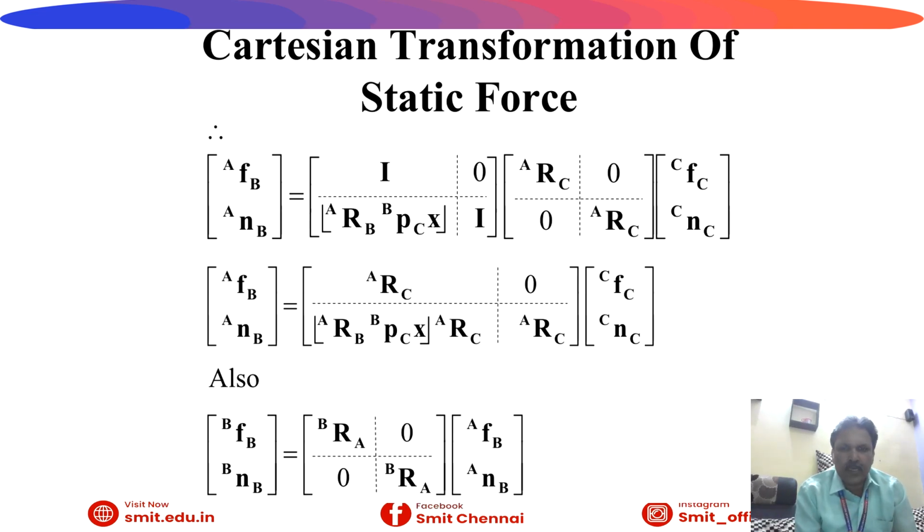Then the expression goes on like this: AFB and ANB equal to I and 0, and the skew matrix of BPC cross and I, multiplied by ARC diagonal, ARC, then CFC and CNC. So AFB and ANB equal to ARC, ARB, BPC cross ARC, and ARC, corresponding to what we have written, with CFC and CNC, and here also the same thing for BFB and BNB.